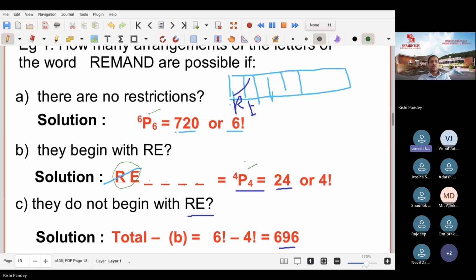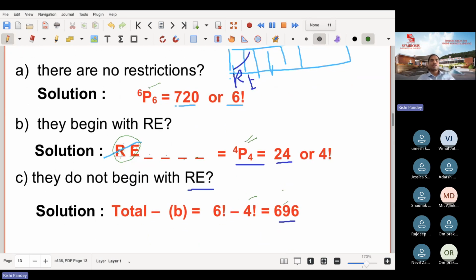Similarly here, this position cannot be changed. It is fixed. You cannot change R to E, E to R. Fixed position RE: R is fixed, E is also fixed, only 4 can be changed. So we can go with 4P4. Do not start with RE: so we subtract from the total the factorial 4. Then you will get the answer for do not start with RE.